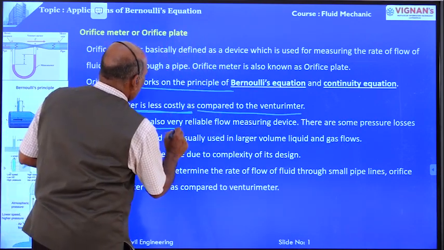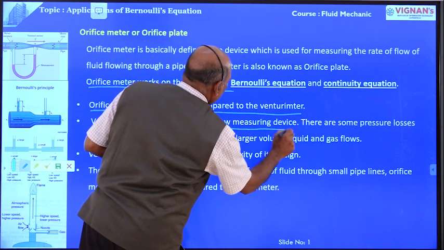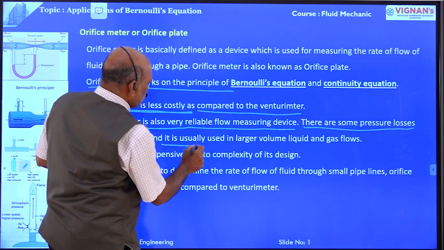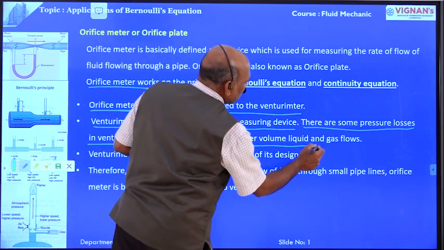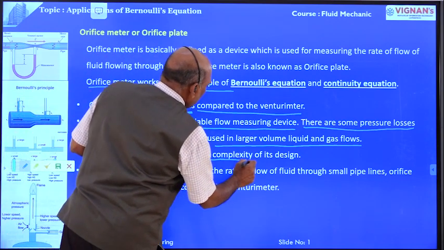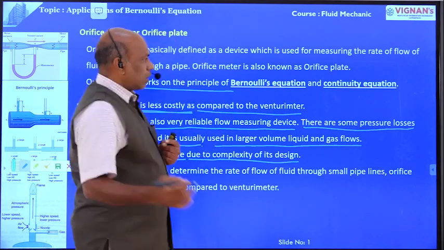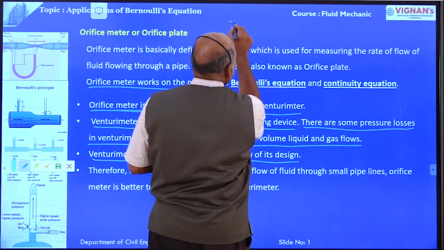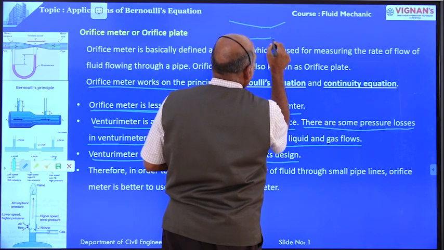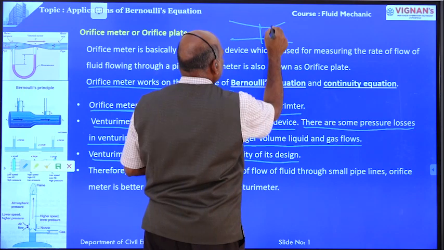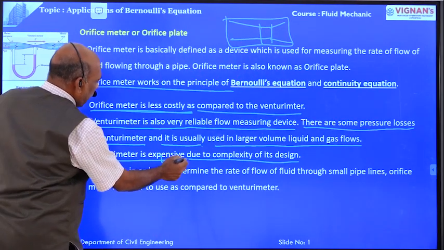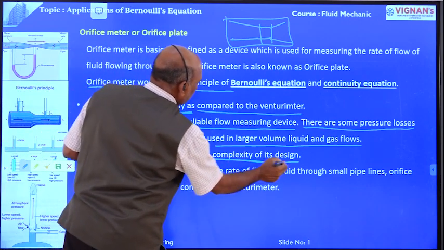The Venturi meter is also a very reliable flow measuring device. There are some pressure losses in the Venturi meter, and it is used for large volumes of liquids and gases. The Venturi meter is expensive due to the complexity of its design. In a Venturi meter, we have a convergent part, a throat and a divergent part. So the construction of this Venturi meter is difficult. Therefore, the Venturi meter is expensive due to the complexity of the design.